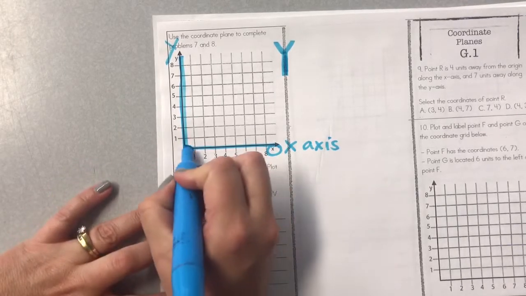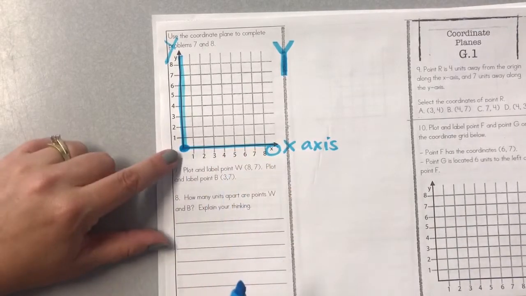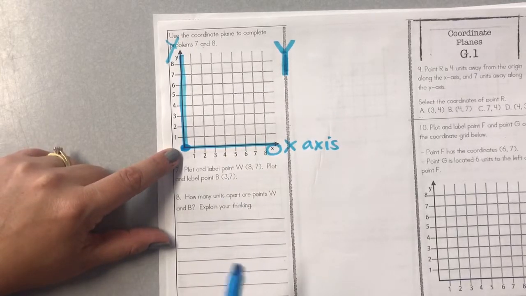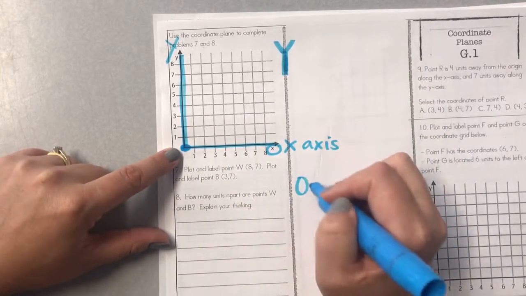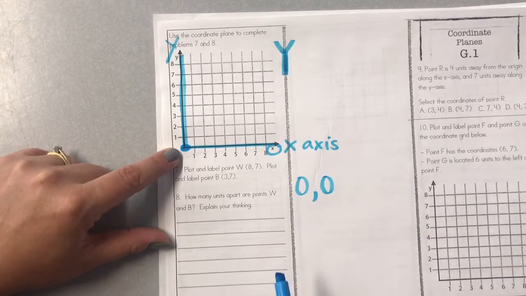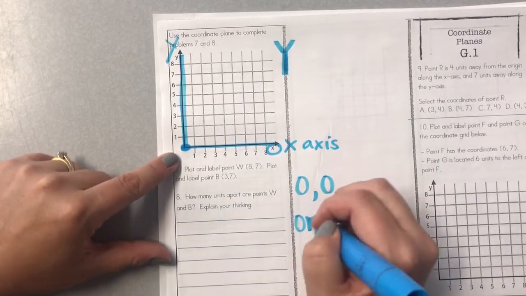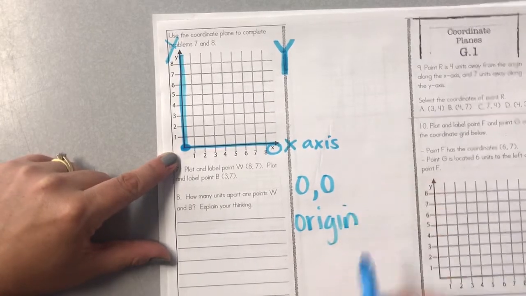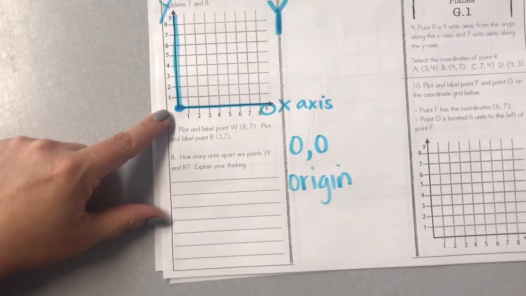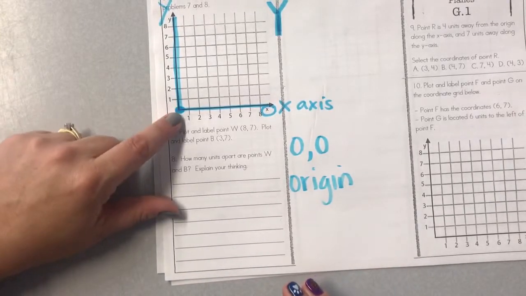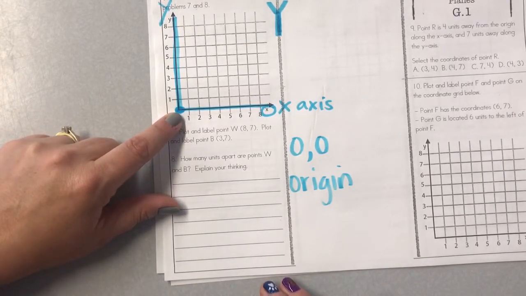And this is a very important point right here, where they come together. Where they come together is point 0, 0. And it is called the origin. It has a name called the origin. And that's because that's really where you're going to originate your work. You're always going to start at the origin, 0, 0, and move from there.